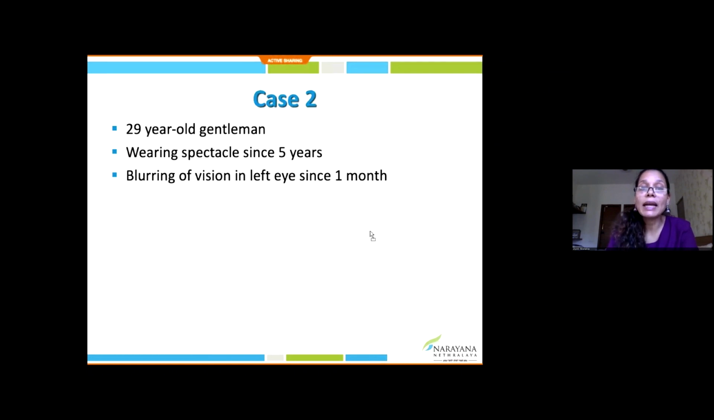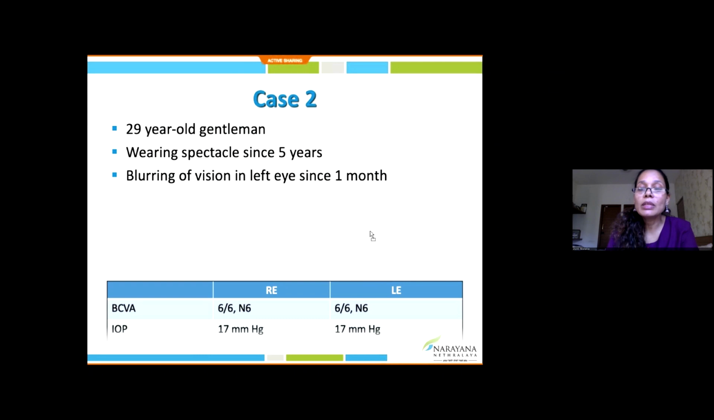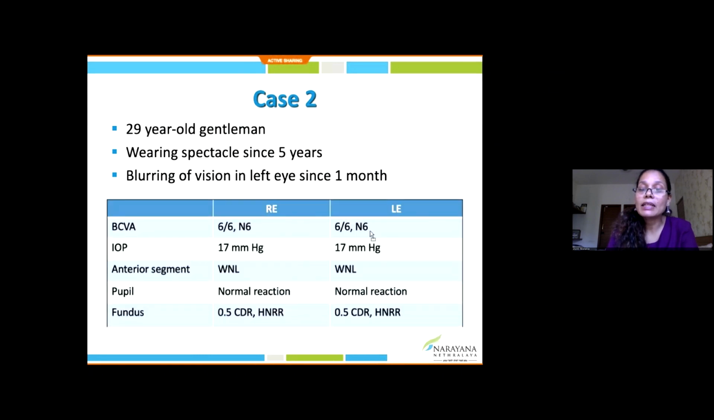Second, a 29-year-old gentleman, wearing glasses since 5 years, with blurring of vision in the left eye since 1 month. This was the vision. It was 6/6 N6, perfectly okay. IOP was also normal, and the fundus looked grossly normal. So we have two situations like this where the patient is actually reading the perfect Snellen chart.